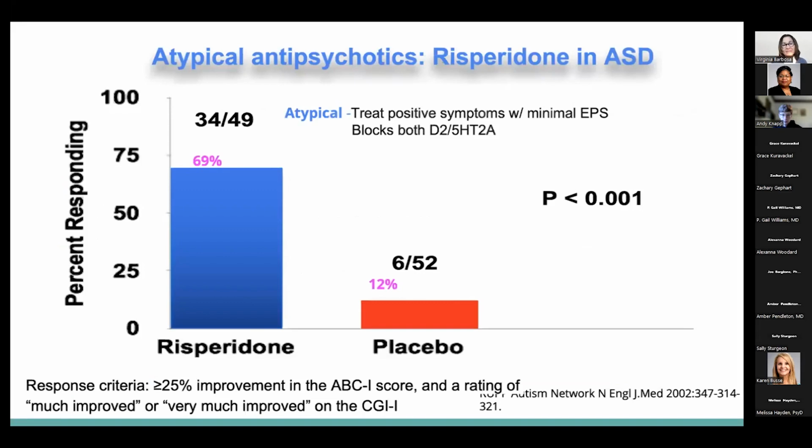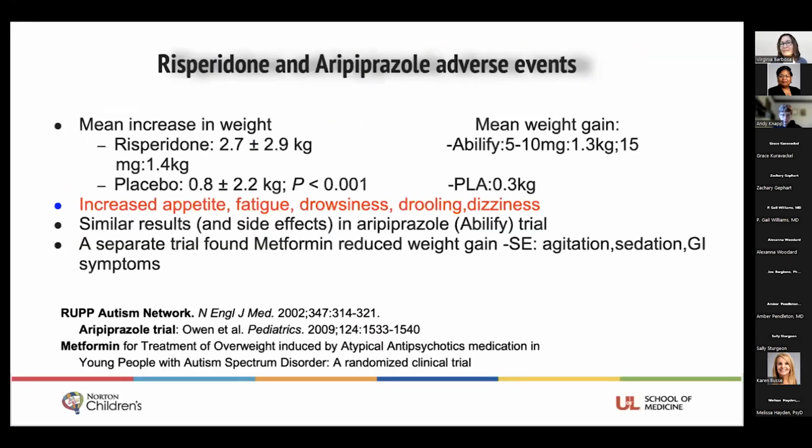This is just a summary of the study. The response criteria was higher than 25% improvement on ABC-I or much improved or very much improved on CGI, and risperidone clinically clearly separated from placebo, right? Like 69% versus 12% response. Same data, Abilify is quite similar in terms of the response rate.